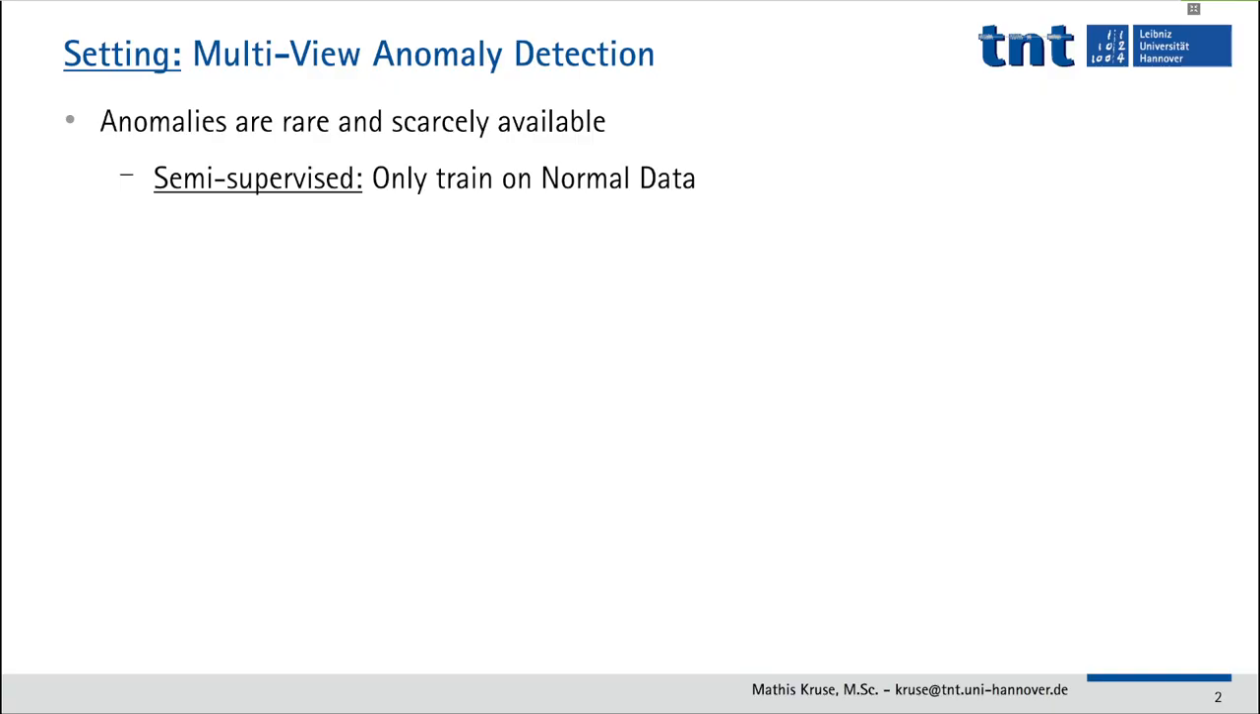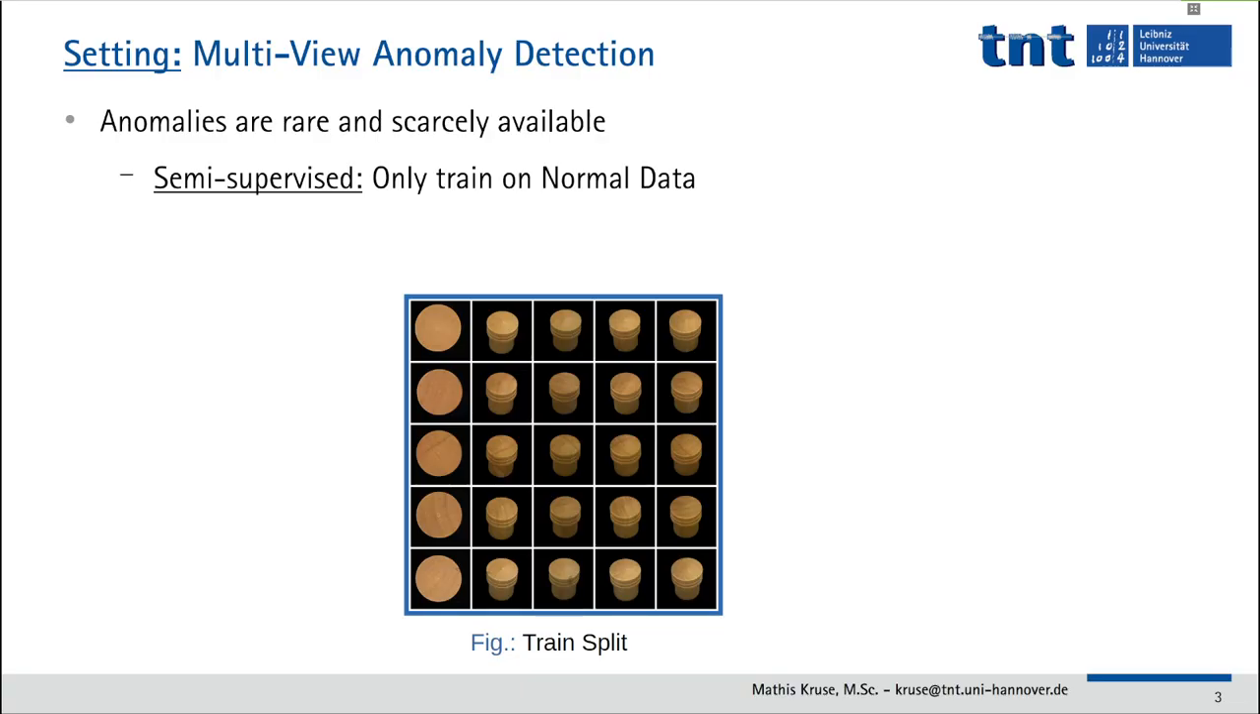In multi-view anomaly detection, anomalies are usually very rare and we do not have much data on them. That's why we train in a semi-supervised fashion. We only train on normal data. So a train split would look something like this, where we have multiple multi-view instances of some objects, in this case 5 views per object instance, and they are all normal data.